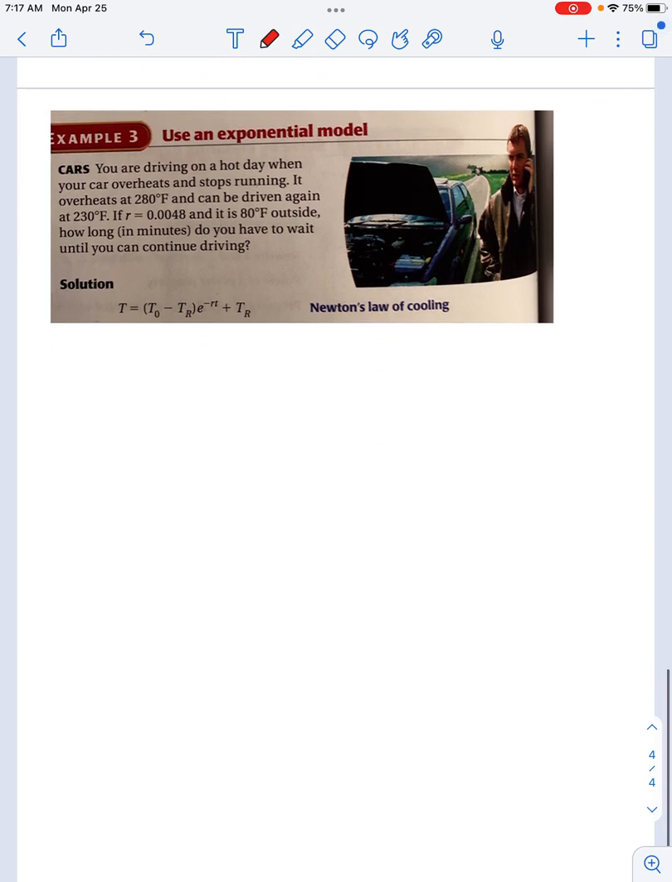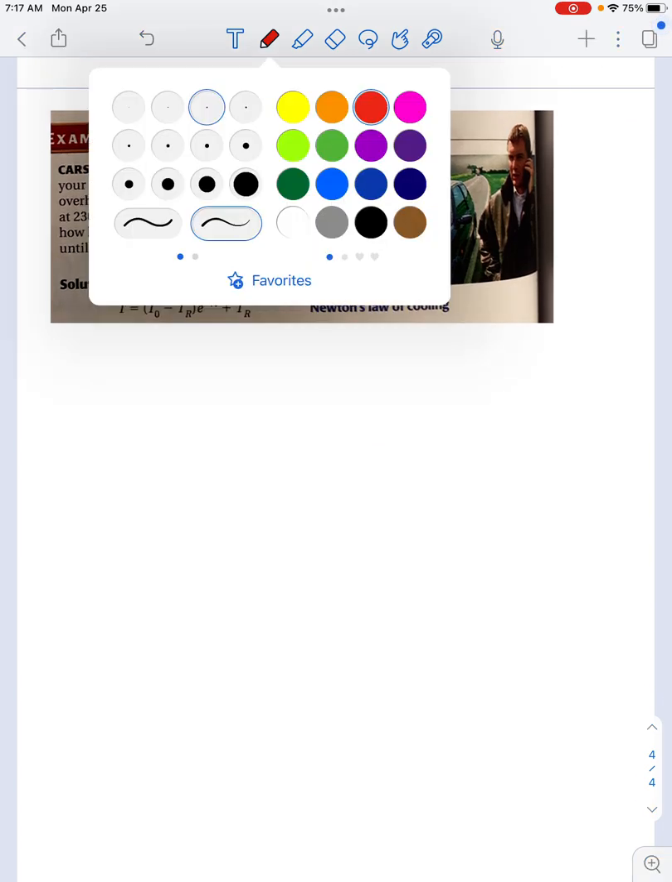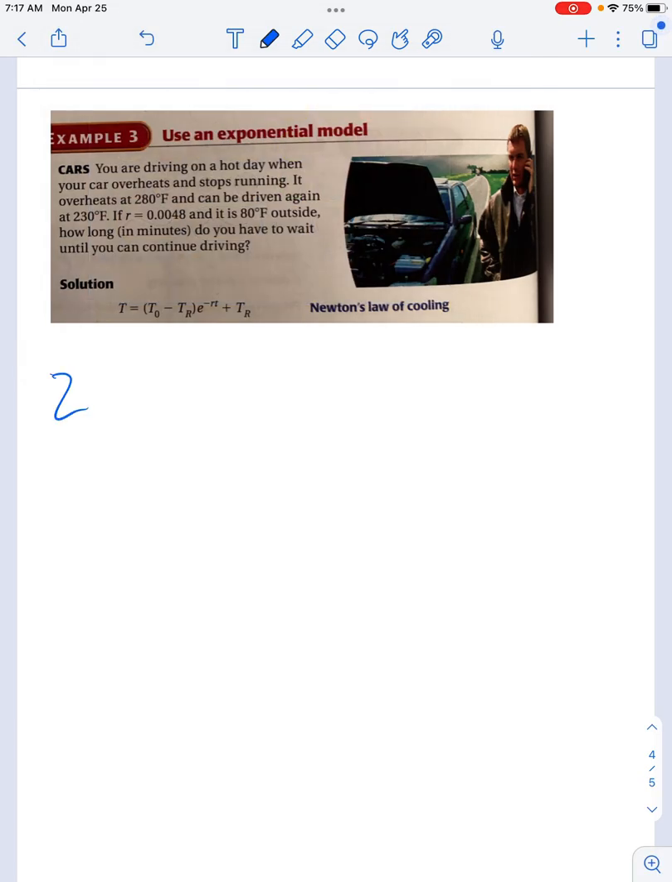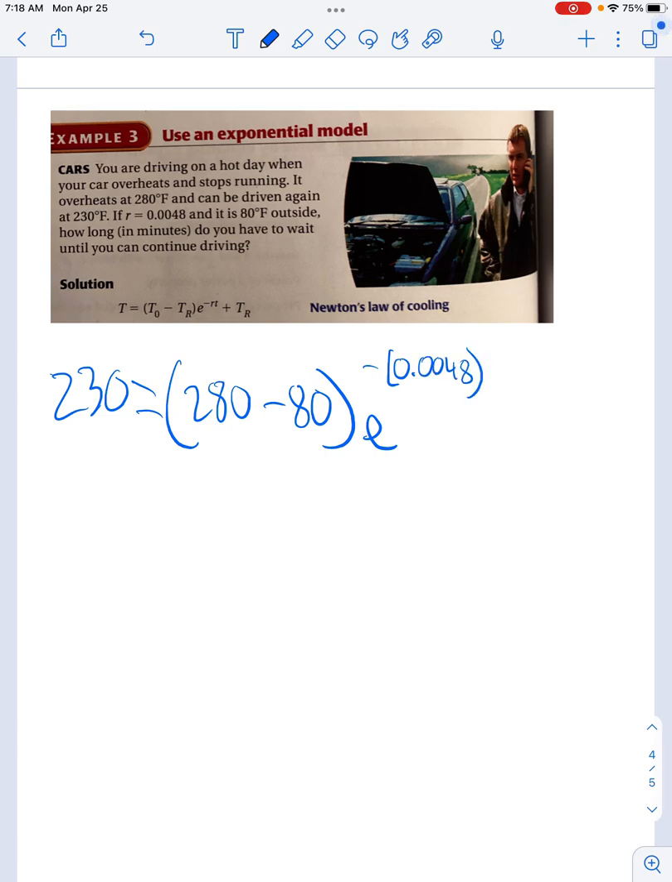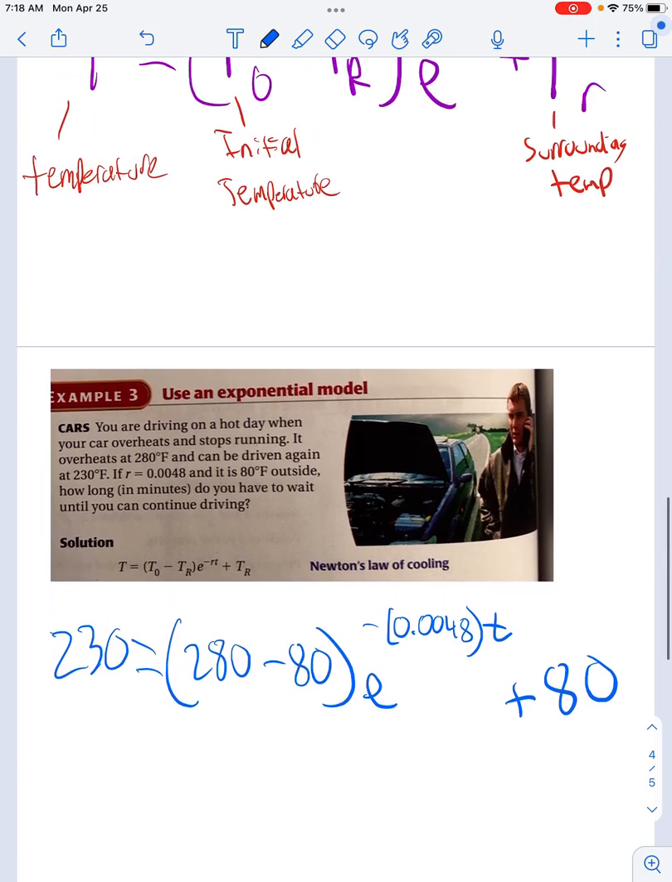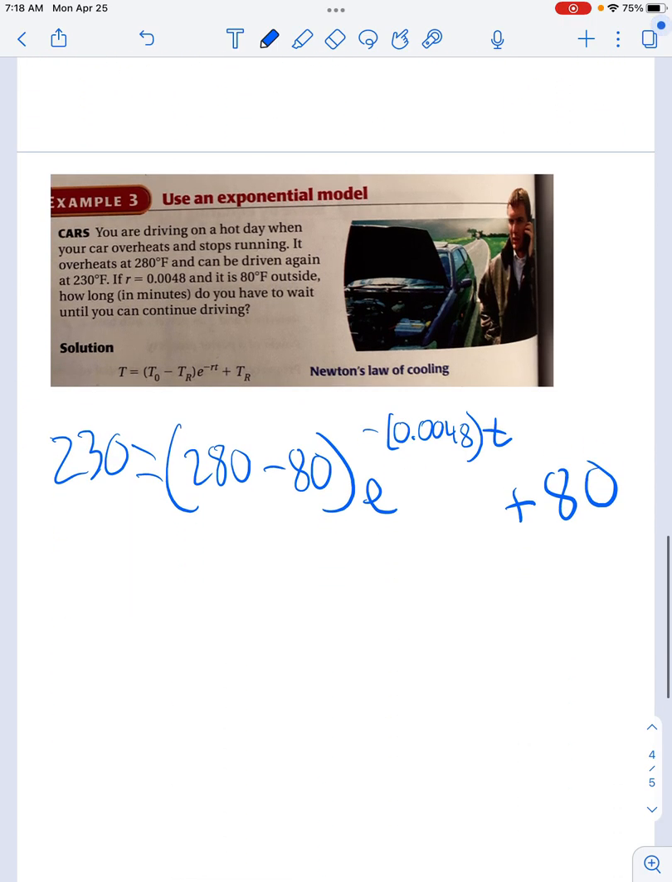All right, so if we take our equation and plug in our values. We know that we can drive again at 230 degrees. I started at 280 and it is 80 degrees outside, so that's my surrounding temperature. e to the negative, it looks like r is 0.0048, and then t is what we're trying to figure out. We don't know what t is. And then we have the surrounding temperature of 80 again. So again, just plugging in what I know. Keep in mind, our goal is to solve for t.